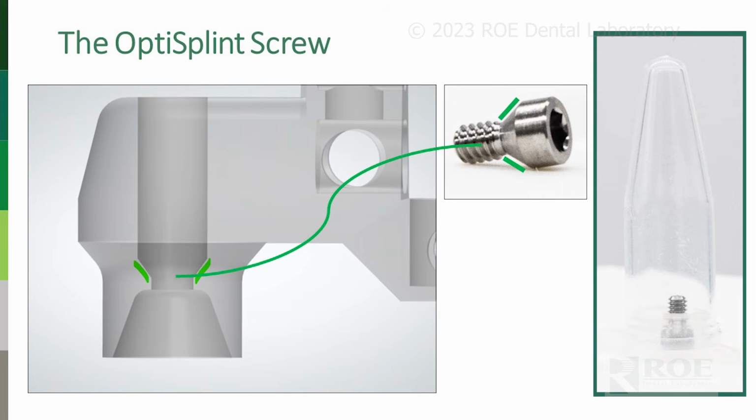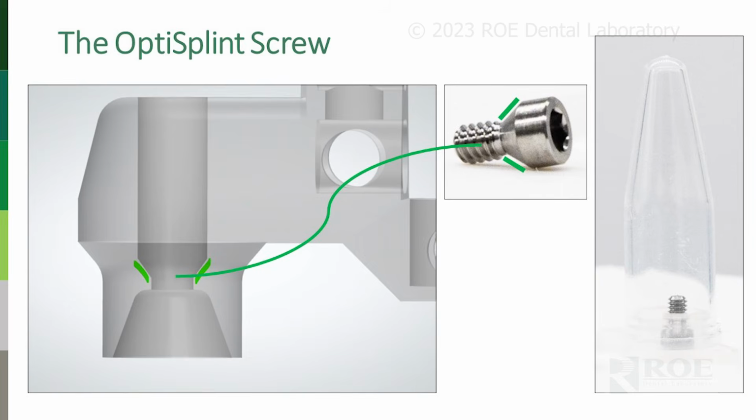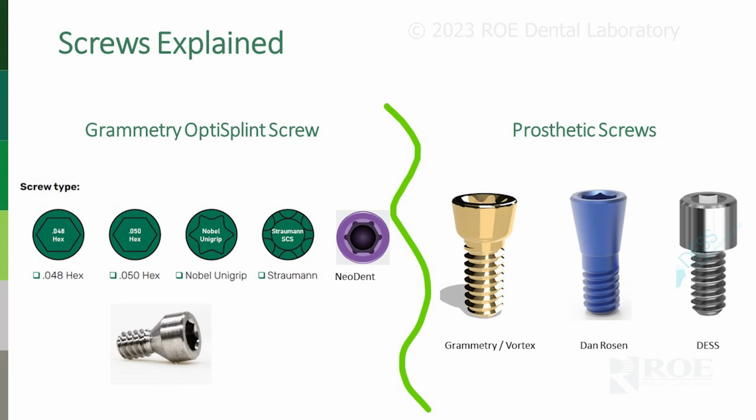The screw comes in this little tube here, with the driver of your choice. It depends on if you want to use MIS, 050, Neodent, Straumann. You pick whatever driver you want to use, and that's the screw in the box.